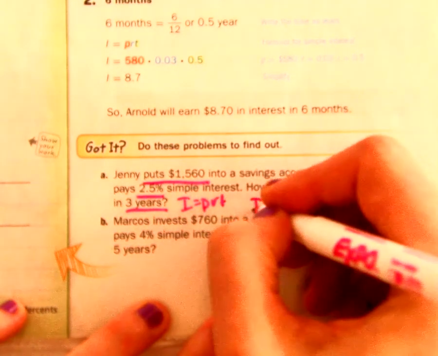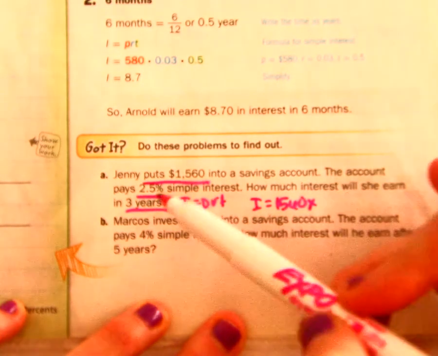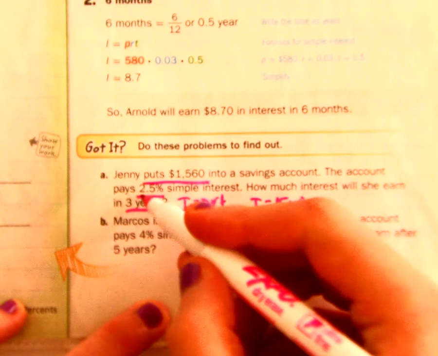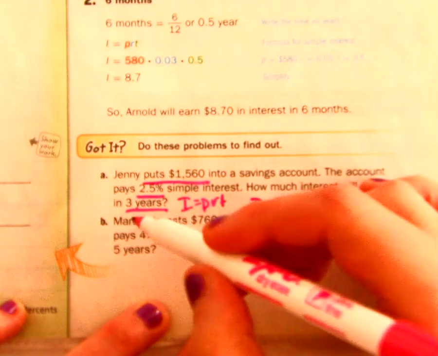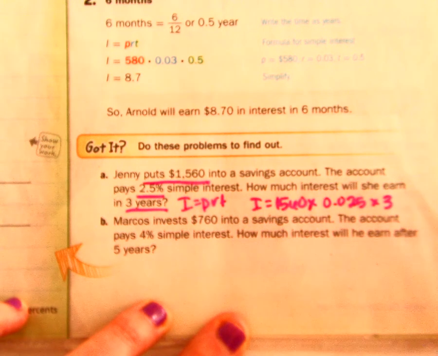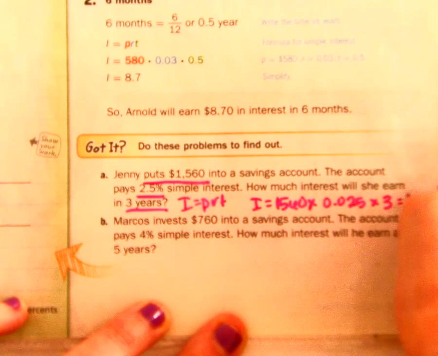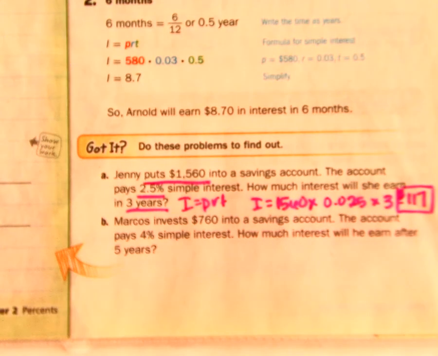Do I know the principal, how much I put in? Yes, I put in $1,560 times the rate, which was 2.5%, so I'm going to change my 2.5% to a decimal. And then times my time in years, and it says it was 3 years, so we can just put 3 there. Since I have I all by itself, I go ahead and multiply. I take 1,560 times 0.025 times 3, and I would get 117. So my simple interest is $117. That means by putting $1,560 into a savings account for 3 years at a 2.5% interest rate, you would earn $117.